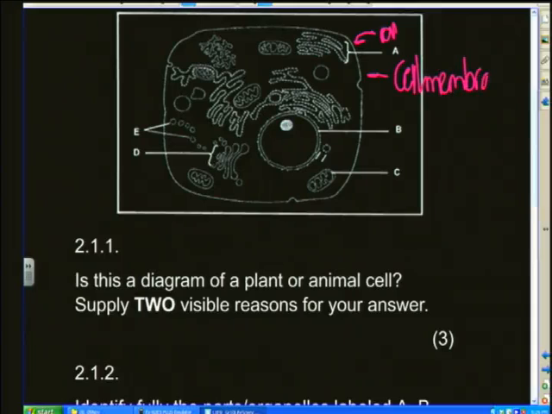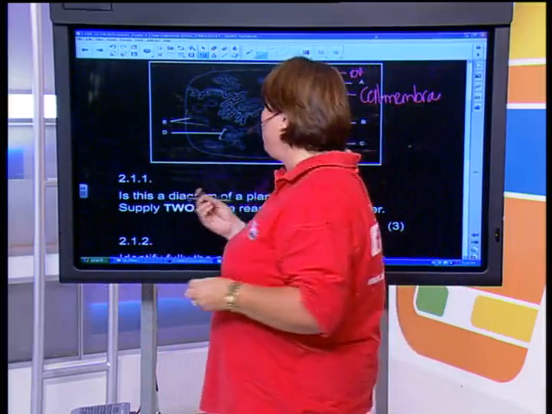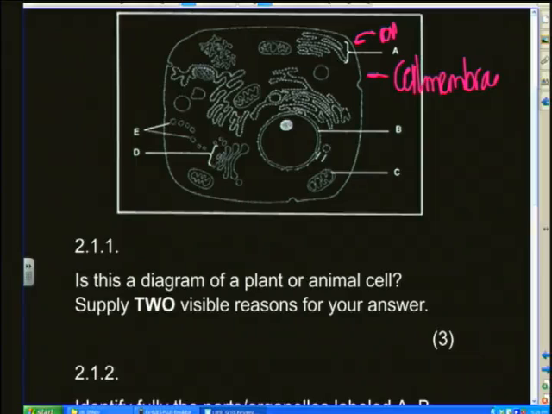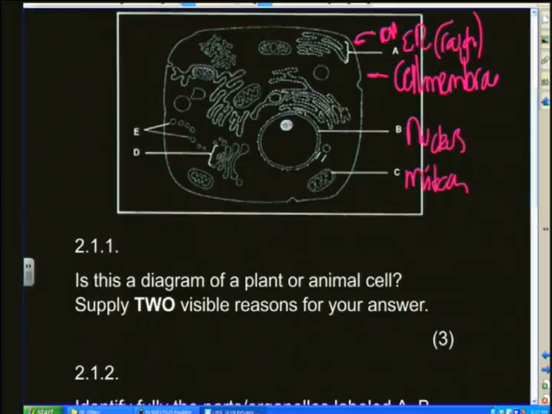And what else do I see? I don't see any chloroplasts, so I know it can't be a plant cell. So always know, is it a plant? Is it an animal? Give reasons for your answer. Be able to label the organelles. So if you're just looking here, you need to be able to say, okay, this is the mitochondria, that is the nucleus, and that is, it's got probably endoplasmic reticulum, and it's got ribosomes on it, so it's rough endoplasmic reticulum.